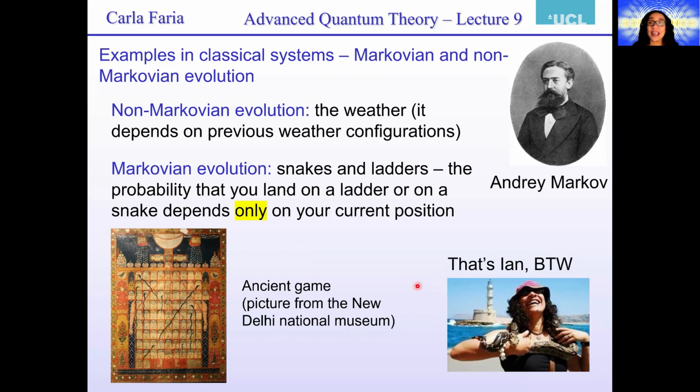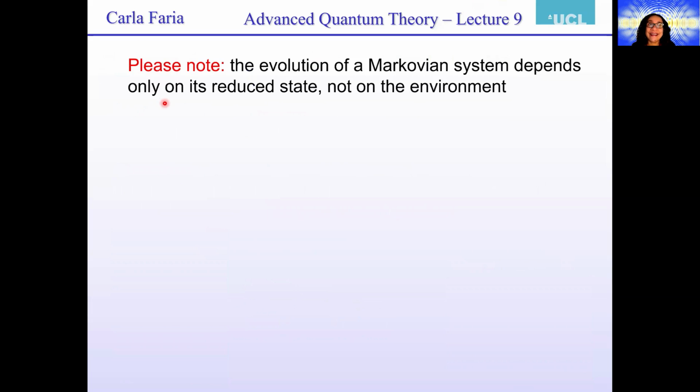But what matters to us is really that in a system undergoing Markovian evolution, whether the system is classical or quantum, whatever happens has to depend on what happens immediately before, and there are no more intricate connections. It has really to be a connection between t and t plus delta t. And this evolution of a Markovian system is going to depend only on its reduced state, not on the environment.